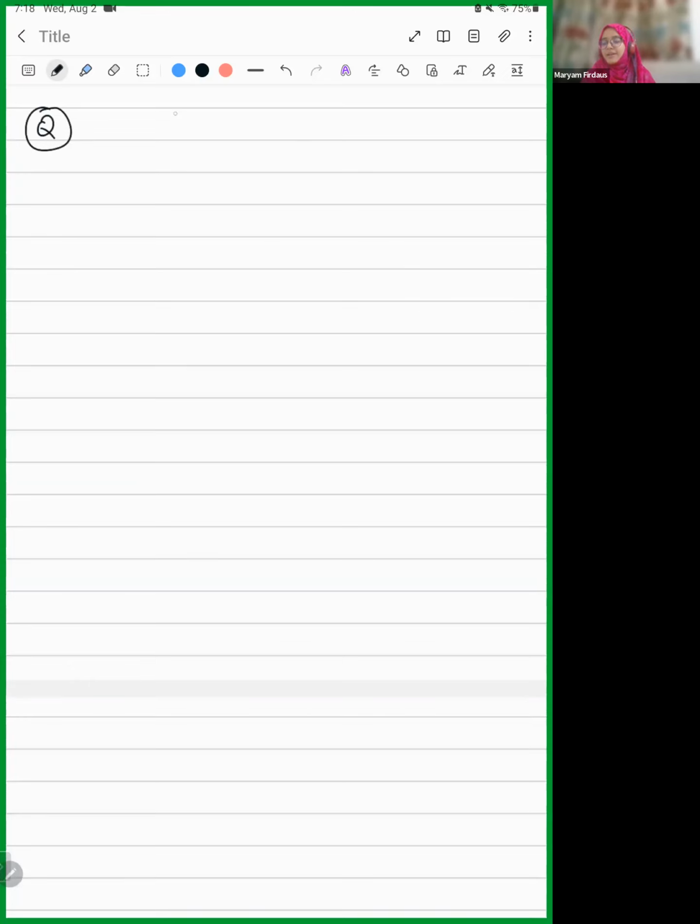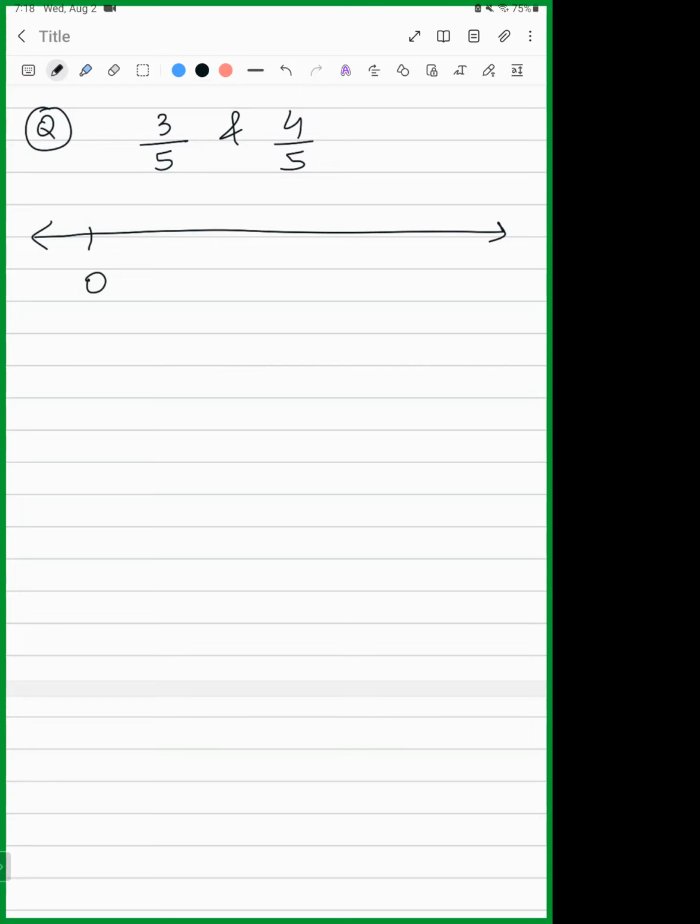Now your next question is, you have to find 5 rational numbers between 3 by 5 and 4 by 5. So where are 3 by 5 and 4 by 5 on the number line? Between which two whole numbers can you find 3 by 5 and 4 by 5? We can find 3 by 5 between 3 and 4. Between 3 and 4.